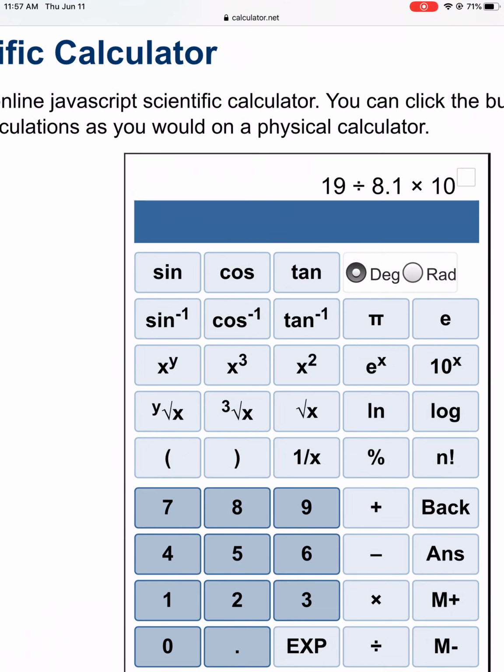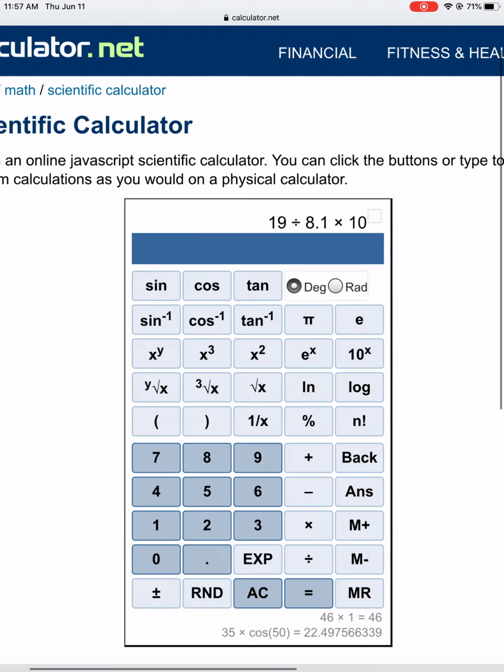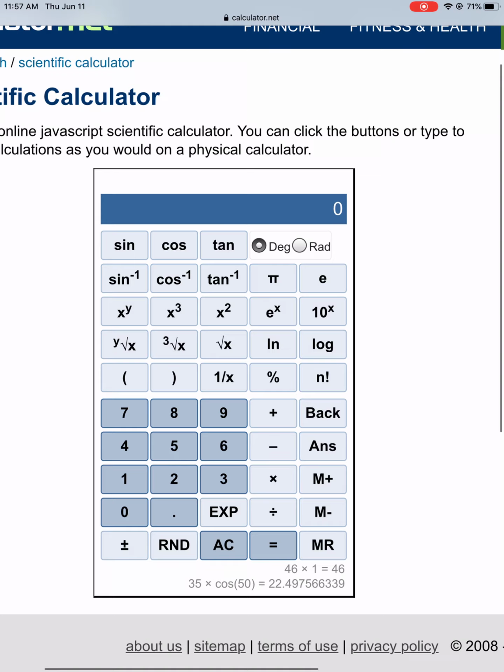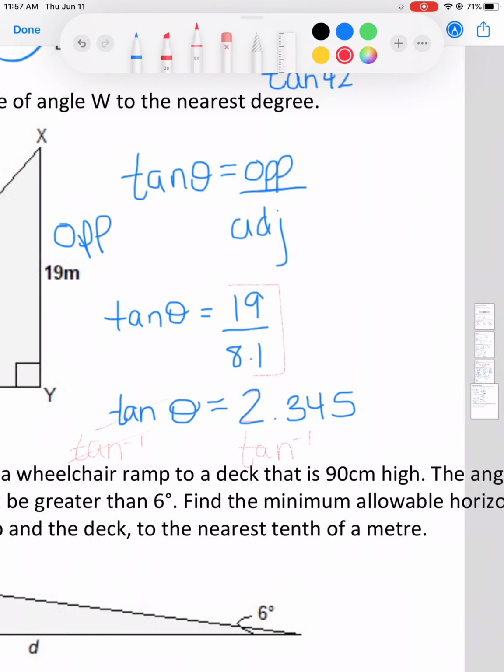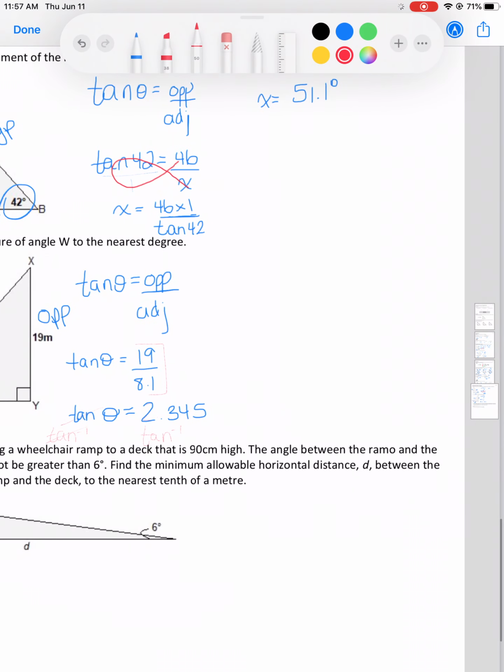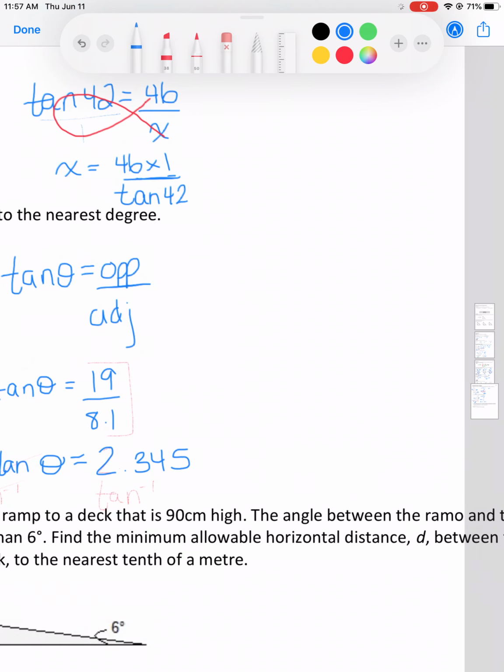Tan to the minus 1. Did I do that? There we go. I think I was pushing the wrong thing. Tan to the minus 1 of 2.345. 66.9. What is it? To the nearest degree. So 67. Okay?